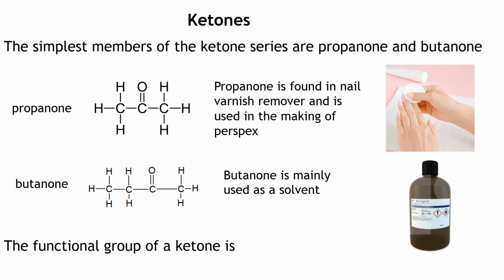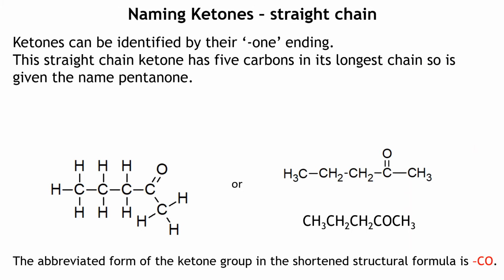The functional group of a ketone is shown here. Note that we've got a carbonyl group, and the carbon in the carbonyl group is joined to a carbon on either side of that carbon. To name straight chain ketones, you need to find the longest chain of carbons and put -one at the end. So this straight chain ketone has 5 carbons in its longest chain and is given the name pentanone.